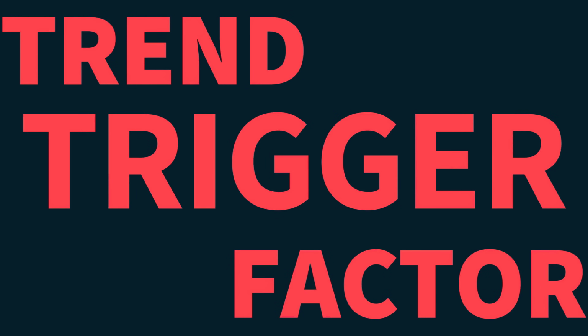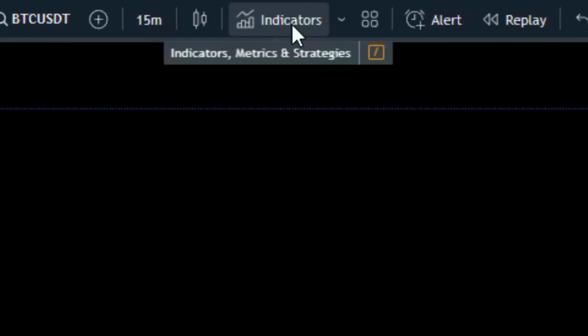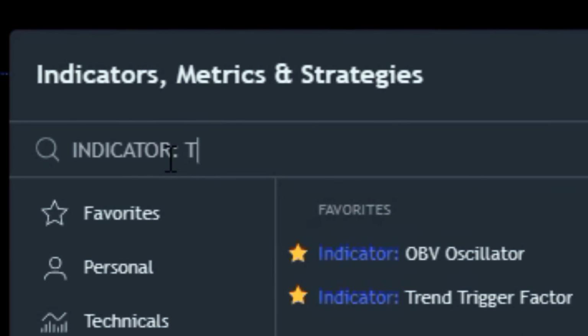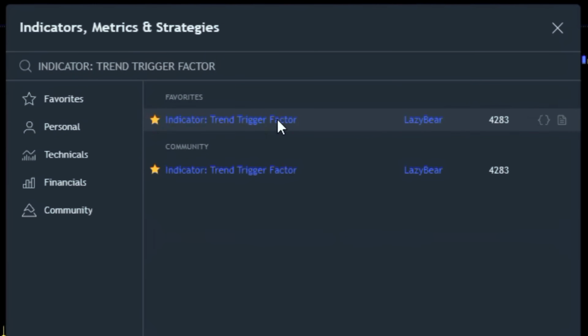Don't worry, it's an easy process. All you need to do is navigate to the indicator section located at the top of the TradingView platform. Once you're there, just search for the name of the indicator, in this case, trend trigger factor. Once you've located it, simply add it to your chart.